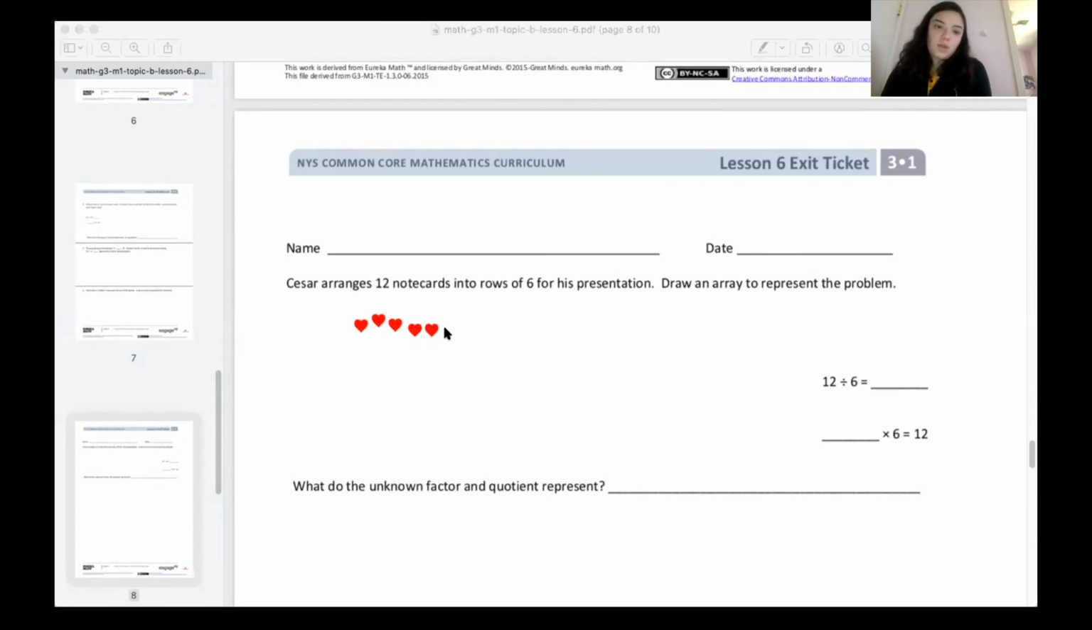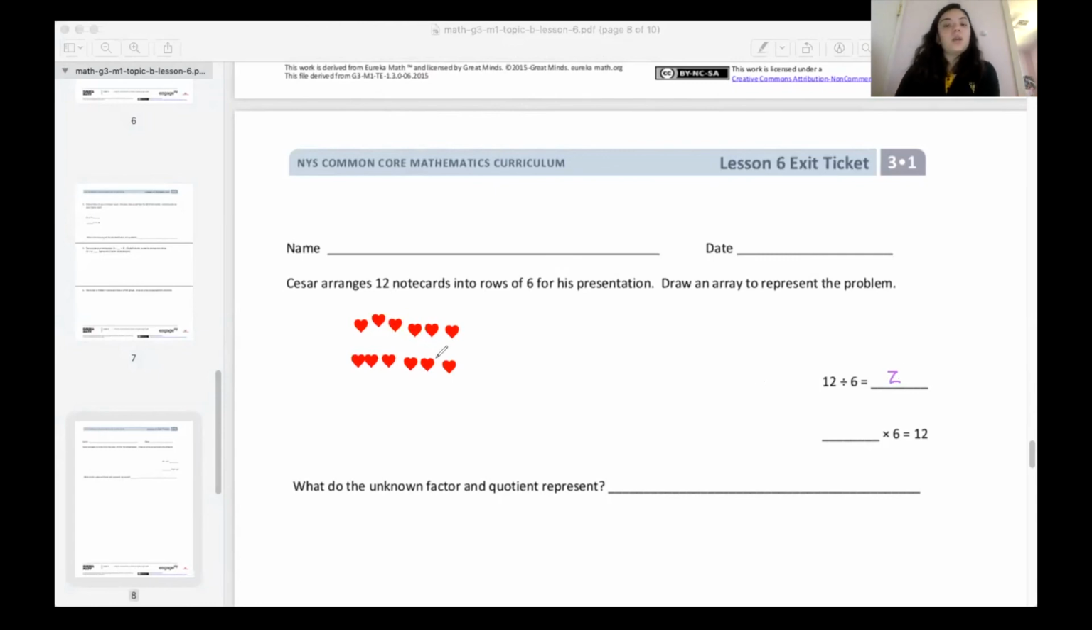3, 4, 5, 6, and 1, 2, 3, 4, 5, 6. So there is 12. So I have 12 total. I'm going to divide it into groups of 6. So I have 12 total with 6 in each group. So how many groups do I have in total? That is 2. Now let's look at it from a multiplication perspective.